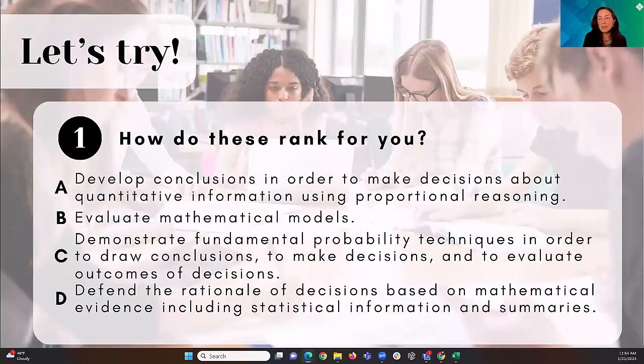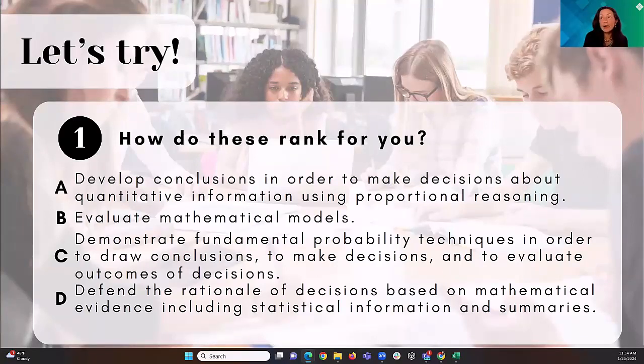Anybody else? Oh, I see a B, C, A, D. So Jack also liked that mathematical models. He felt like that was important for him. And then it looks like demonstrating fundamental probability techniques, and then developing conclusions about data. And then he rounded out with defending the rationale of decisions based on mathematical evidence.